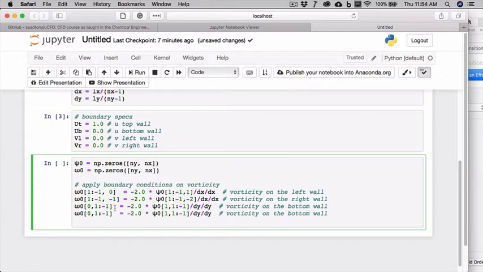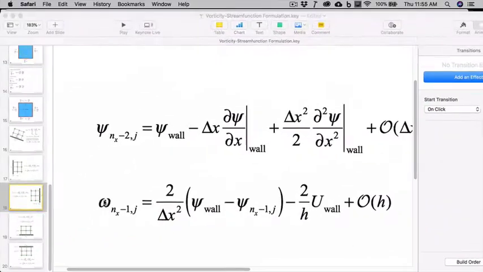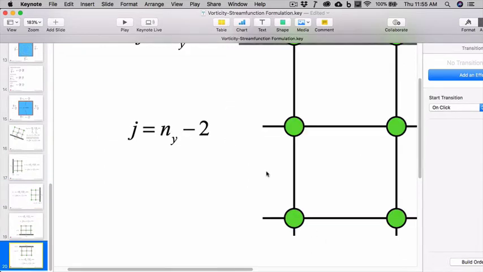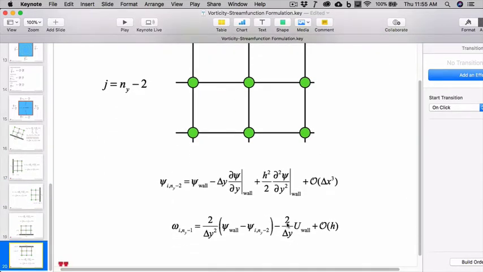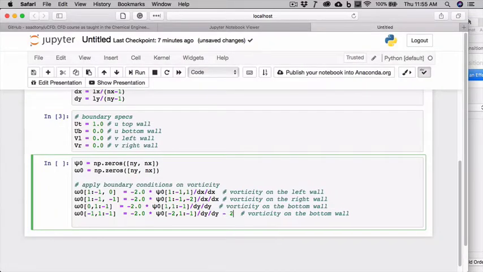And finally, the top wall, so that's j -1 for all of i. It's -2 psi interior. What is psi interior? It's j -2, over dy dy. But we still have one more term for u wall, and that is going to be this little guy, -2 over delta y times u wall. So that's -2 times u top over dy. Okay, great.